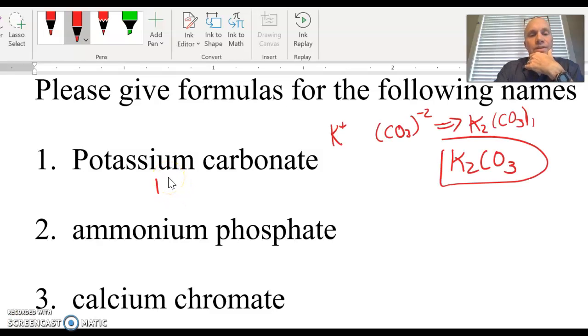This is ionic, which means we're going to have to do the crisscross rule. So we're going to write down the ions side by side. Carbonate, look up the formula in the reference guide. Crisscross these, and this pops out. Since we only have one of the polyatomic ion, we take the parentheses away.